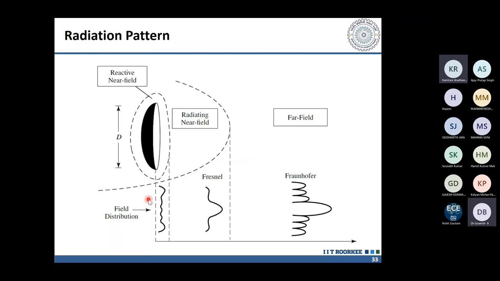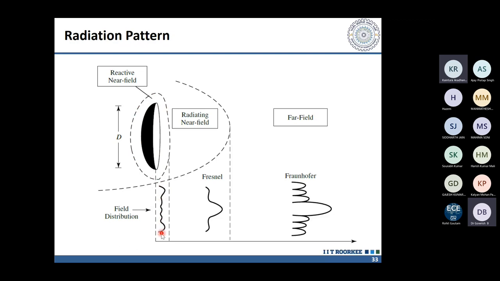What do we mean by that? Let us take an example of a parabolic dish antenna. If you probe the electric field very close to the antenna, around the antenna 360 degrees, and plot it, you get something like this. Theta is varying: theta equal to zero here, theta equal to 90 degrees, and theta equal to 180 degrees. So you get an electric field distribution something like this.